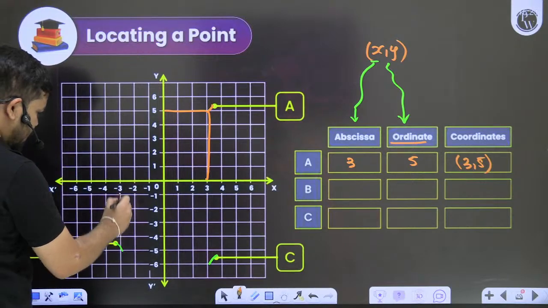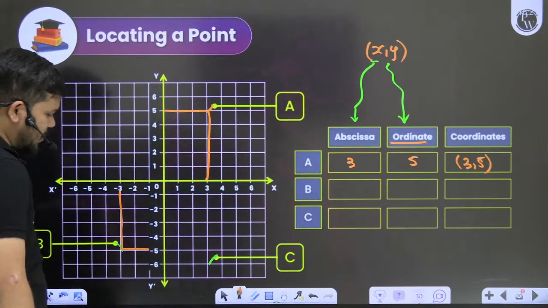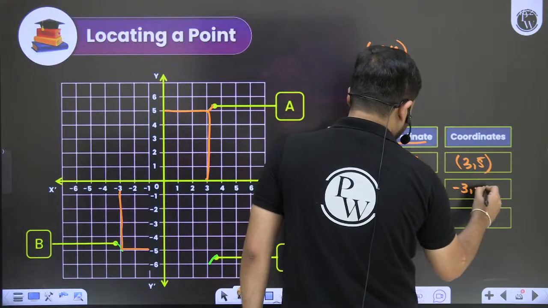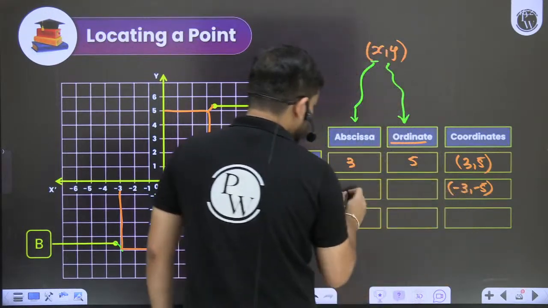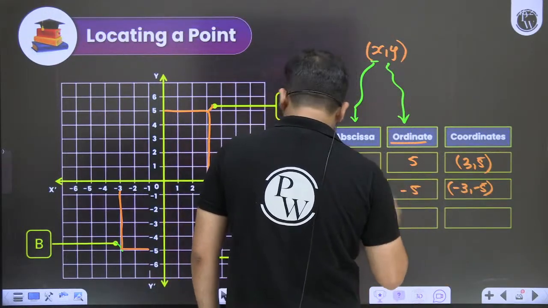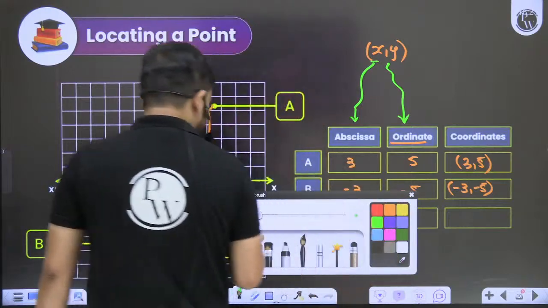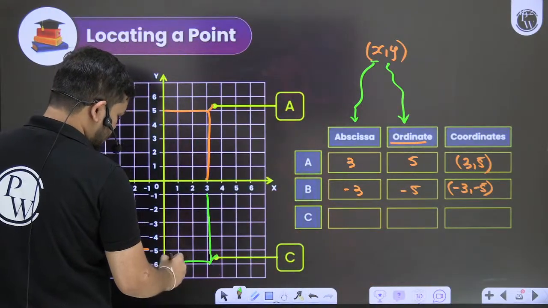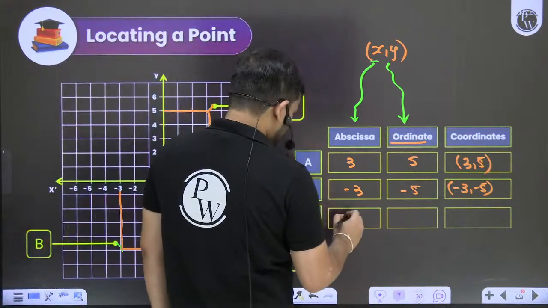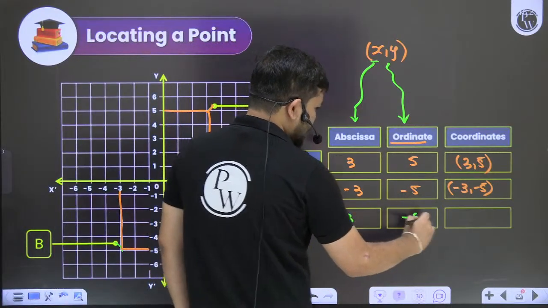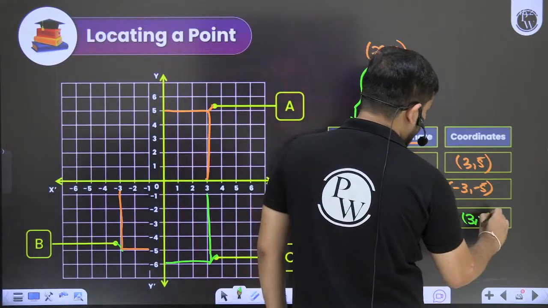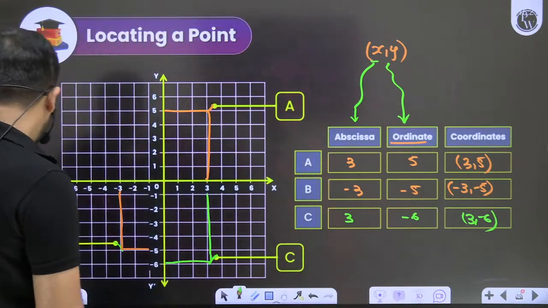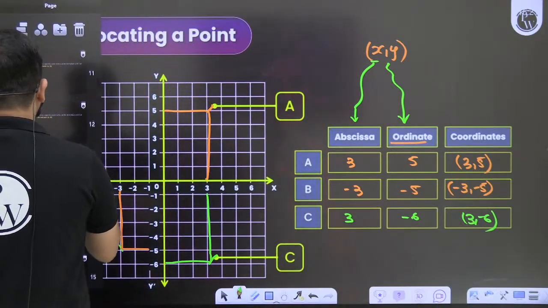Yes, you can see here minus 5 and minus 3, which is minus 3 and minus 5. Minus 3, minus 5 means minus 3 will be the abscissa, minus 5 will be the ordinate. And next one, you can see here 3 and minus 6, which is nothing but 3 comma minus 6 are your coordinates of it. Done? Yes. Now chalo, let's move forward to the next one.